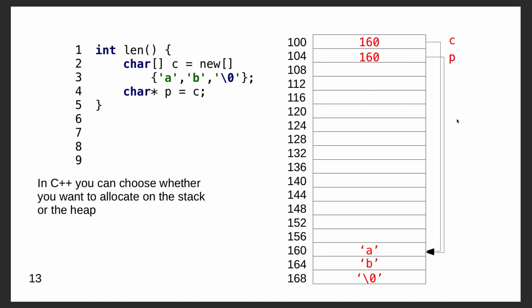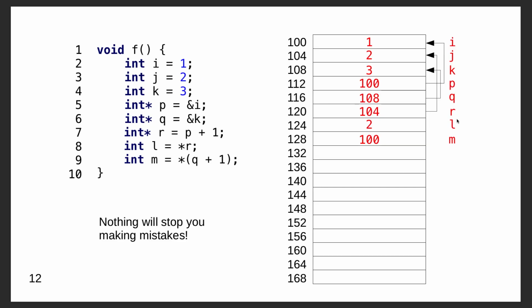Now, we put our pointers on the stack, right? So remember, stacks are coming down from the top. And so all of our pointers are up here. We've just allocated stuff within the stack frame of our function.